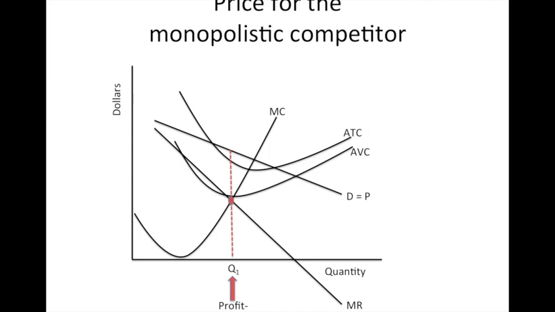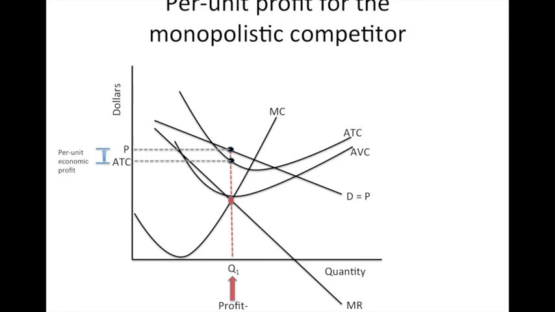So the price of that quantity is found off of the demand curve right here, and so we know that they will charge this price, the highest price customers are willing to pay for that quantity, and then the per unit cost is off of the ATC curve, the average total cost curve, and because the average total costs are below the per unit price, we know that they are making per unit economic profit.